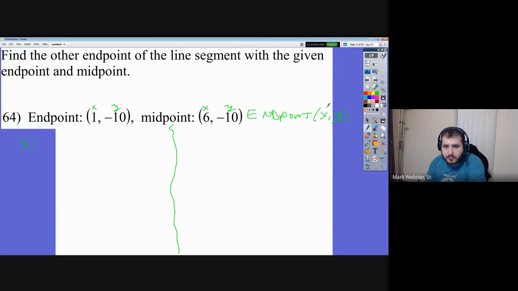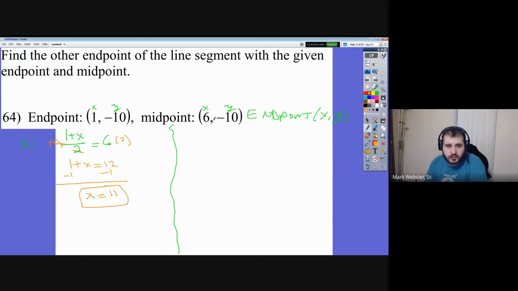So we add up the endpoints and divide by 2. 1 plus the thing we don't know, divided by 2, had better give us the thing in the middle, which is 6. So we're going to solve this equation. We multiply both sides by 2. That'll cancel out the fraction. That's the reason we do it. And then we subtract 1, get x by itself, and we get 11.